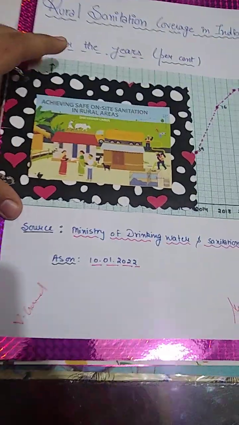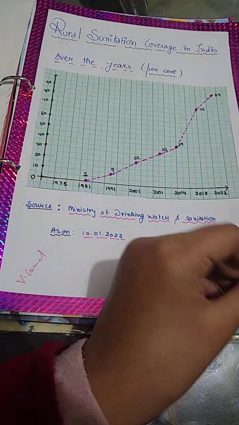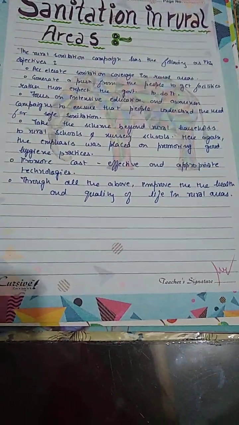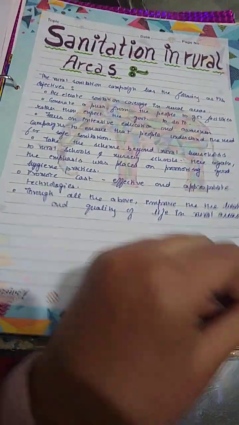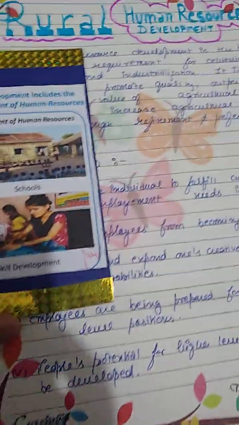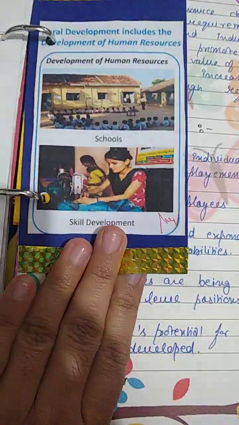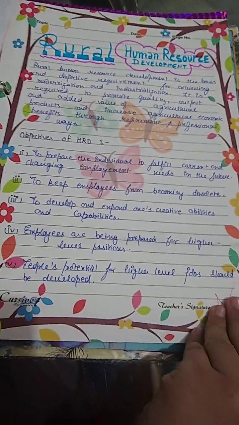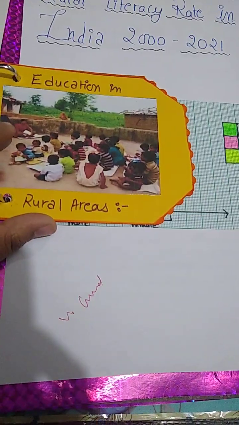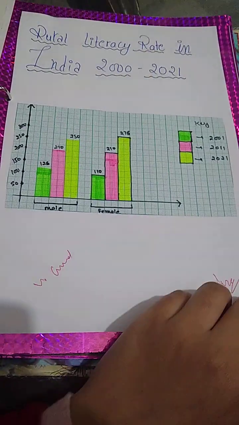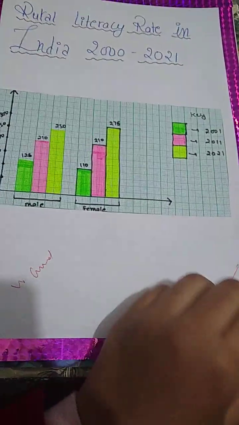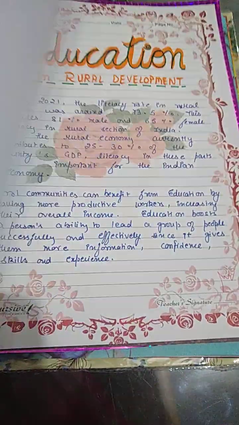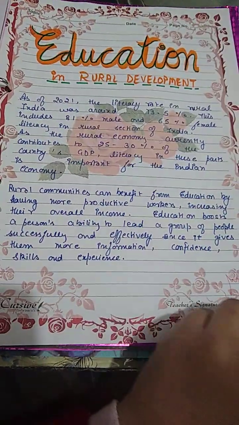Next, it's about sanitation. It is the graph about sanitation. Then our basic data. Then sanitation in rural areas theory. Then this is all about development of human resources. This is the theory. This is education in rural areas, the rural literacy rate and its graph. Then education in rural areas theory.